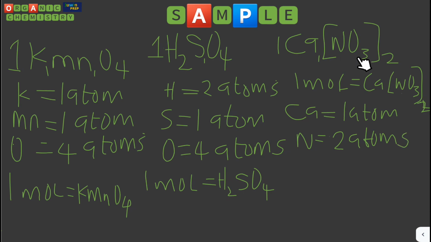And lastly, we have oxygen. We'll say 3. We'll first say 2 times 3 will give us 6. Then we'll say 6 times 1 is what? 6. So it's 6 atoms of oxygen. So oxygen is 6 atoms. Recall how we got our 6. We say 2 times 3. 2 times 3 is what? 6. 6 times 1, 6. So that's how we're able to get 6 atoms for oxygen.